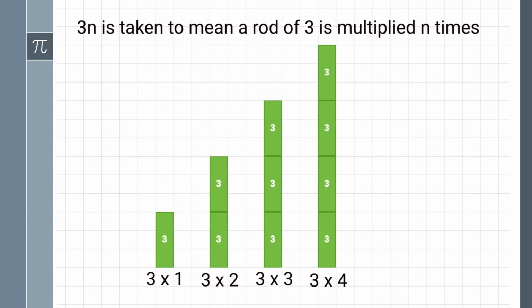The other difference is that 3n, when you're building with, say, algebra tiles, normally means 3 lots of x tiles. But in this context here, as I've done in the past with Diophantine equations and counters, 3n means a rod of 3 times 1, or a rod of 3 times 2, or a rod of 3 three times, or a rod of 3 four times. So the 3 is the value of the rod, and the n is the number of them that you have.